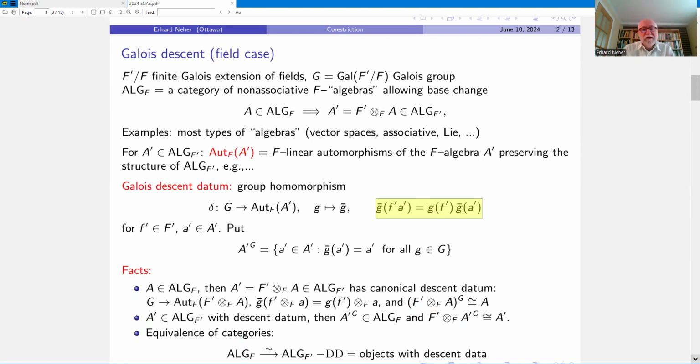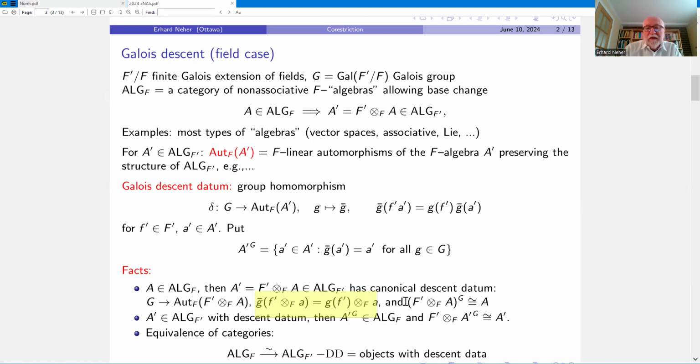Namely, you can start with an algebra A downstairs over F. You can move it up to F prime by taking base change, by associating to A the algebra A prime, which is F prime tensored over F with A. Now this has a canonical descent datum, namely for a g in my Galois group, I define g bar on F prime tensor A by just letting g act on the first component.